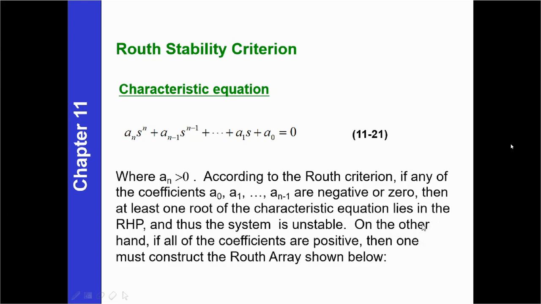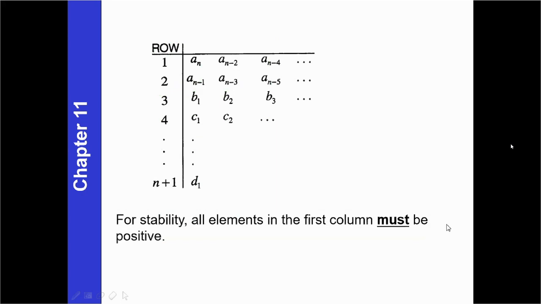On the other hand, if all of the coefficients are positive, then one must construct the Routh array. What is the Routh array? Looking at the next slide, we have rows 1, 2, 3, and 4. The first row is an, an-2, an-4, and the next row is an-1, an-3, an-5. Then we have b1, b2, b3, then c1, c2, c3, and so on, through a, b, c, d, until row n plus 1.